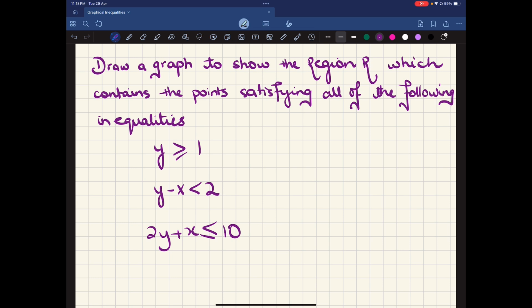Okay, so I hope all of you are aware of how you're going to plot a straight line graph. First you're going to just forget about the inequalities. Assume this is y is equal to 1. Y is equal to 1 is going to be a horizontal graph, right? Y is equal to a constant is always a horizontal graph. Next we have y minus x is equal to 2. Let's make y the subject. Y is equal to x plus 2.